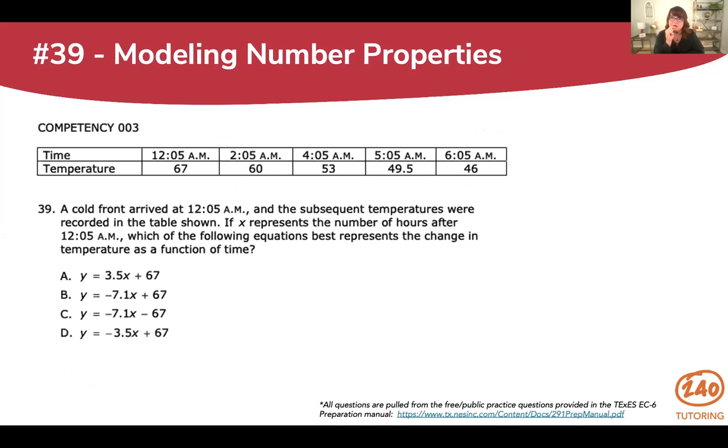This is probably the hardest question we're going to do today, and I'll end with an easy one, I promise. But competency 3 here, we're looking at algebra, fun stuff. We've got a chart that shows time and a temperature recorded at each of those times. And it says a cold front arrived at 12:05 a.m. and the subsequent temperatures were recorded in the table shown. If X represents the number of hours after 12:05 a.m., which of the following equations best represents the change in temperature as a function of the time?